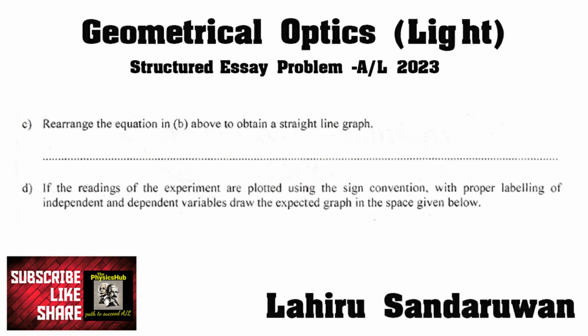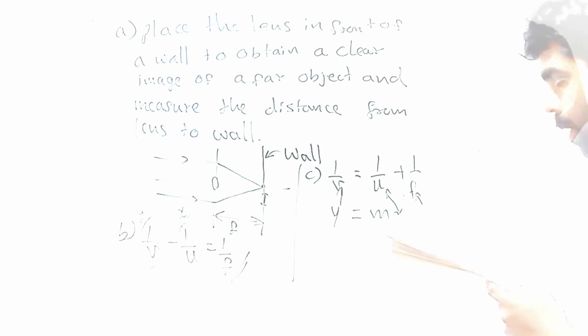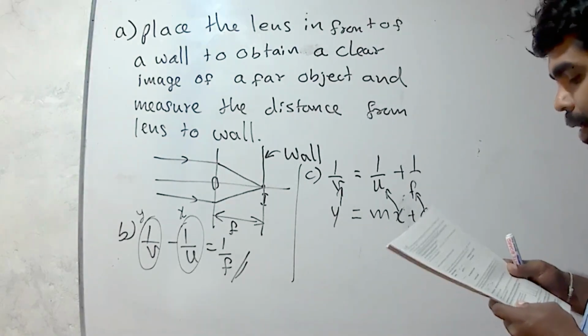Then part D. If the readings of the experiment are plotted using the sign convention with proper labeling of independent and dependent variables, draw the expected graph in the space given below. We have to apply the sign convention.